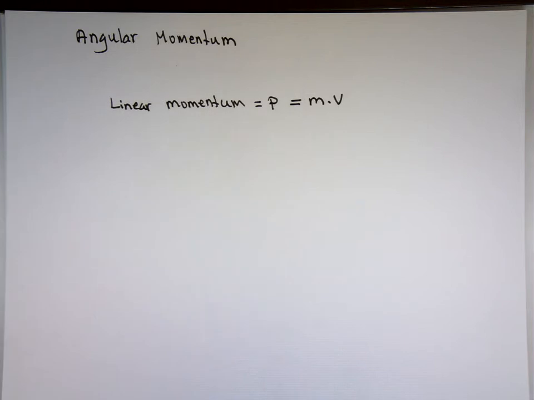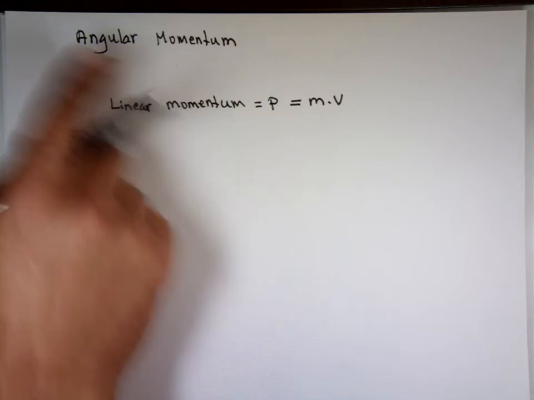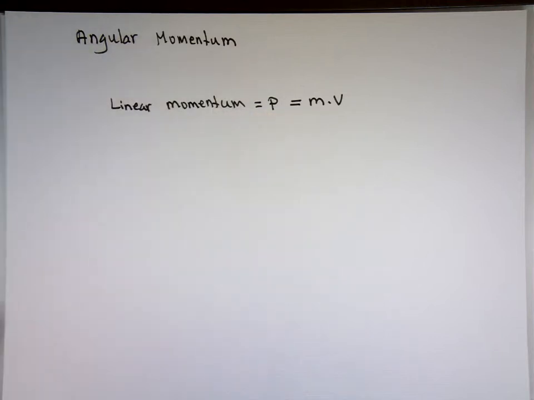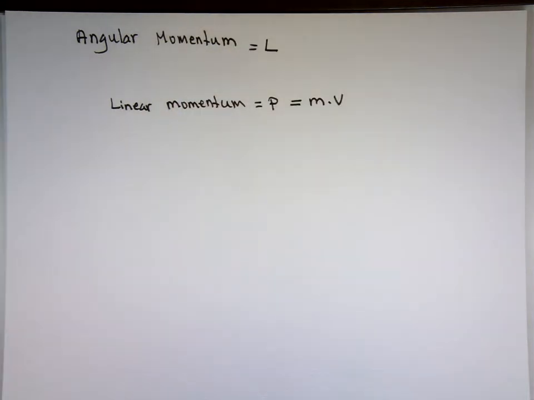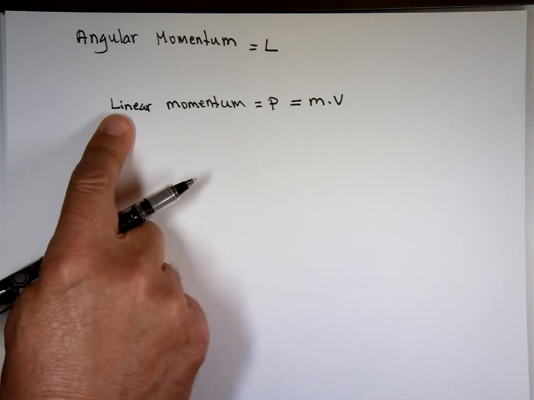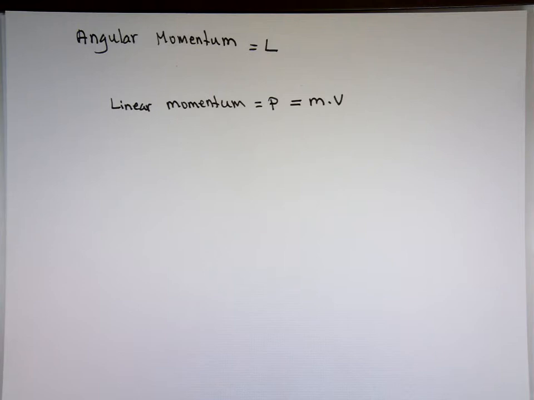So what is the equation for angular momentum? Notice for linear momentum we use the letter what? P. Guess for angular momentum what letter we're going to use? L. I know you're thinking, why not use L for linear momentum and P for that one? Well, we're a little bit backward. So we use L for angular momentum.